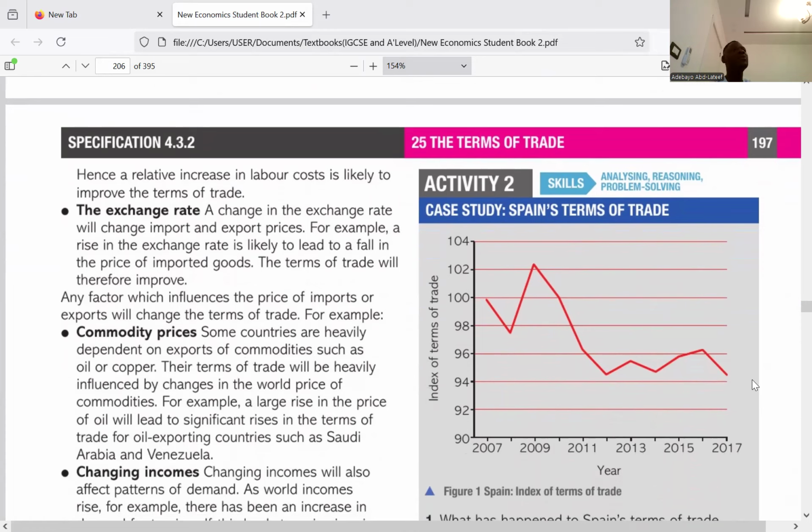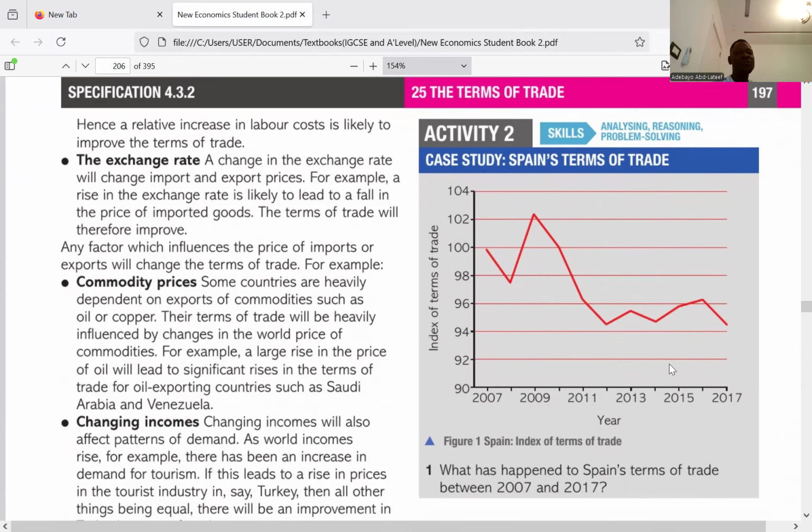And because the price of imported goods falls, it will improve the terms of trade for your own country. Get the point here? But for exporting countries, it will deteriorate the terms of trade because the price of exports would rise. Then they said any factor which influences the price of imports or exports will change the terms of trade.